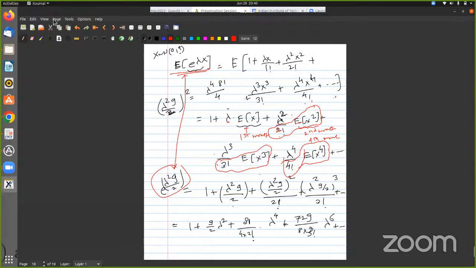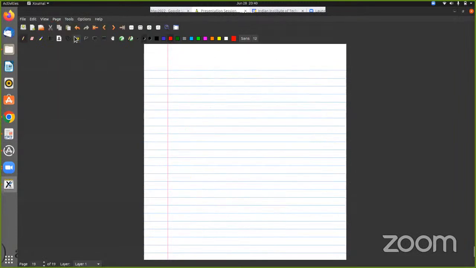Should I write it again? Please write it again, sir, because yesterday we got a very good confusion in the same concept. Okay, sorry. So expectation of e to the power lambda x is what? 1 plus lambda x, lambda x by 1 factorial. Sir, just a general query, sorry to interrupt.